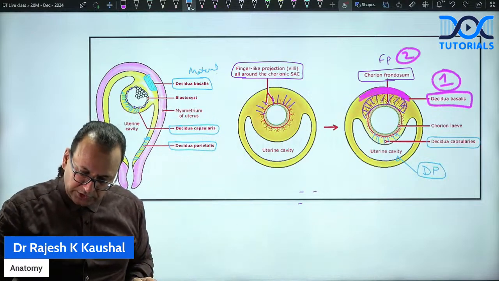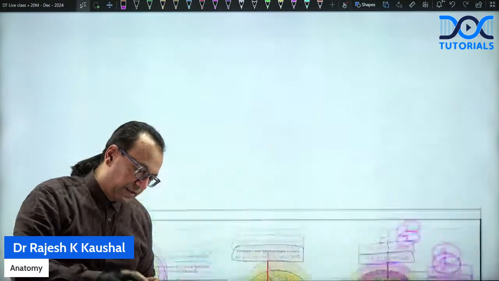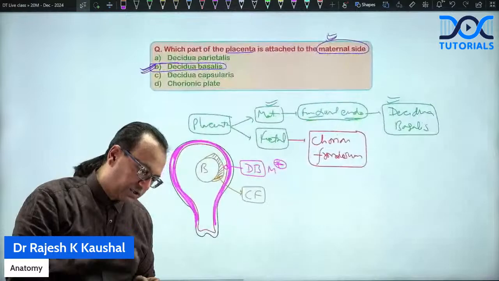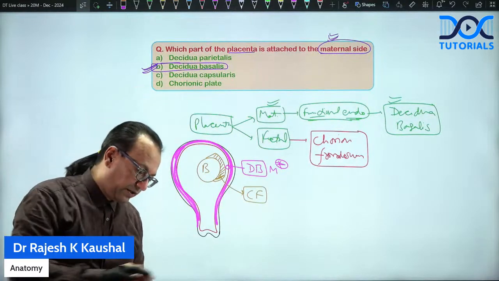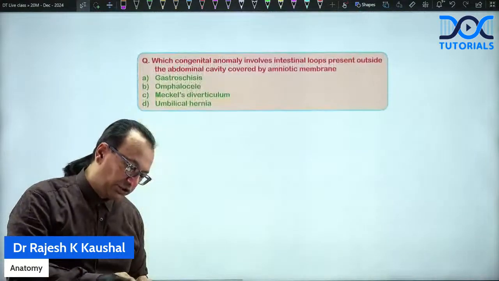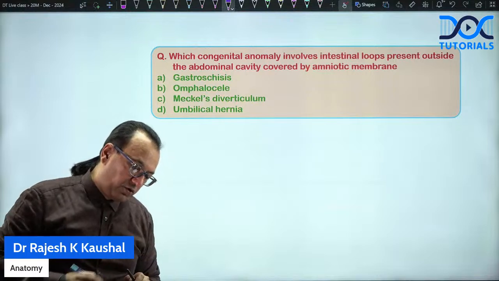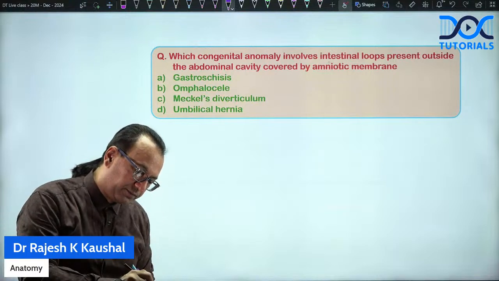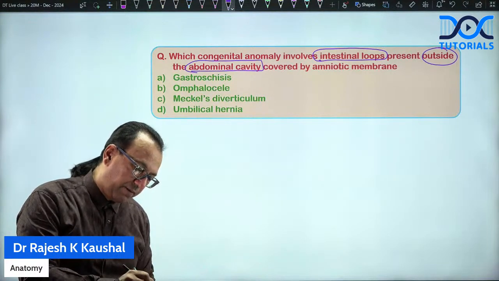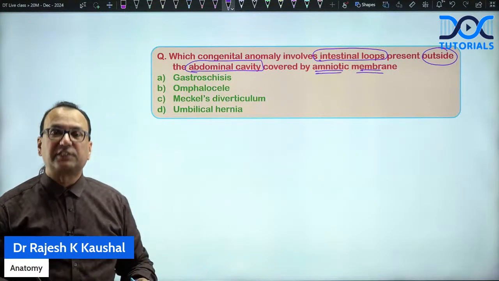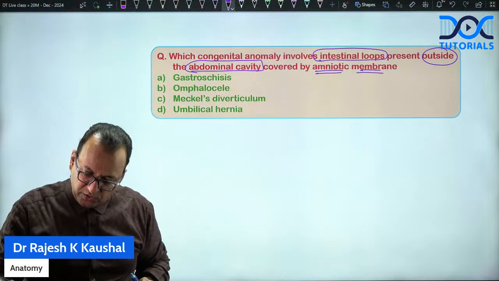Okay, so Shivani and Harshita, you have already given the answer as B, and B is the answer, decidua basalis. No issues here at all. Now, as we proceed further, this is another question asking which congenital anomaly has the intestinal loops present outside the abdominal cavity covered by amniotic membrane. We have just discussed this a short while ago. What do you think is the answer?